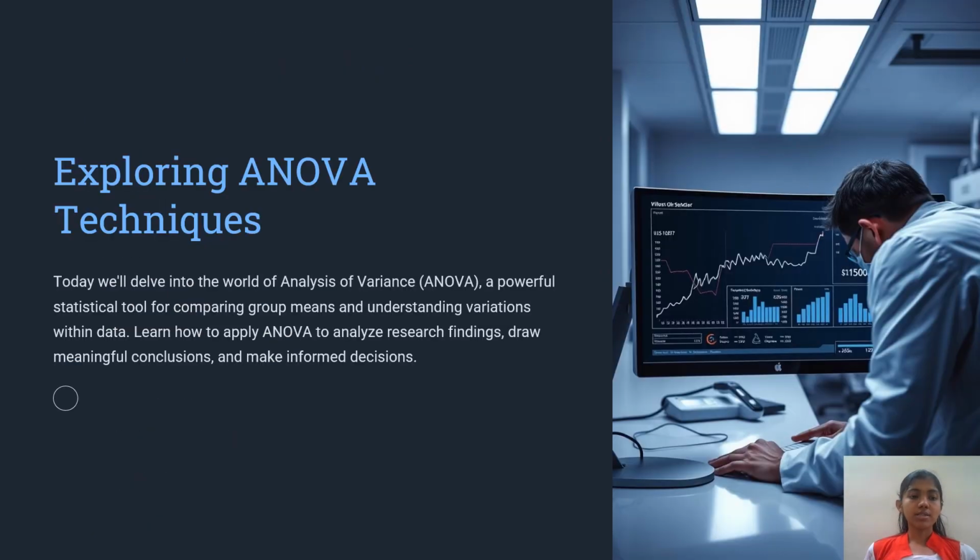Exploring ANOVA techniques. Today we will delve into the world of analysis of variance, that is ANOVA, a powerful statistical tool for comparing group means and understanding variation within data. Learn how to apply ANOVA to analyze research findings, draw meaningful conclusions, and make informed decisions.